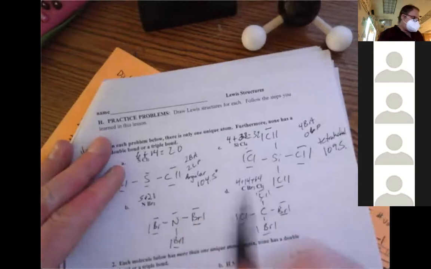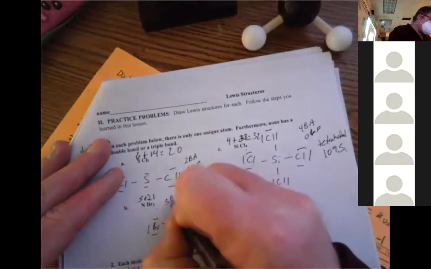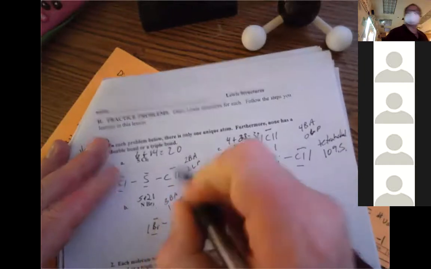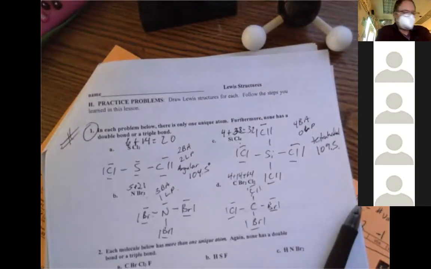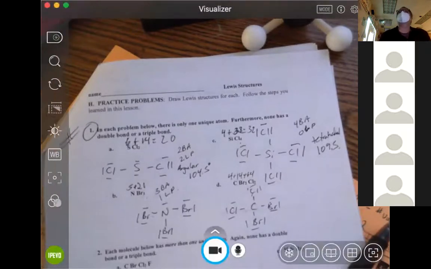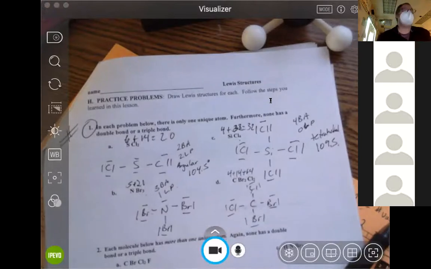So let's do the other two. Count them up. 1, 2, 3 bonded atoms and 1 unshared pair. Somebody want to type into the chat what 3 bonded atoms and 1 unshared pair would be? Type it into the chat, or you can unmute yourself. What is the shape? 3 bonded atoms, 1 unshared pair.